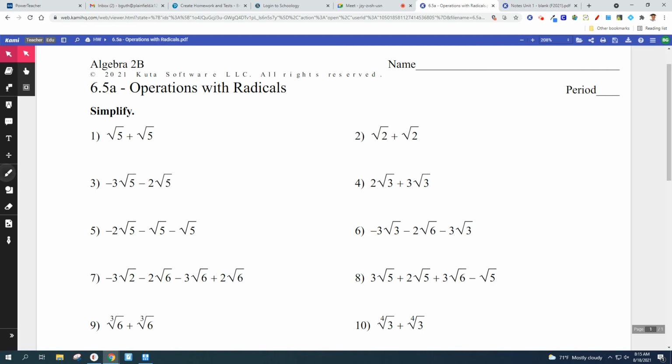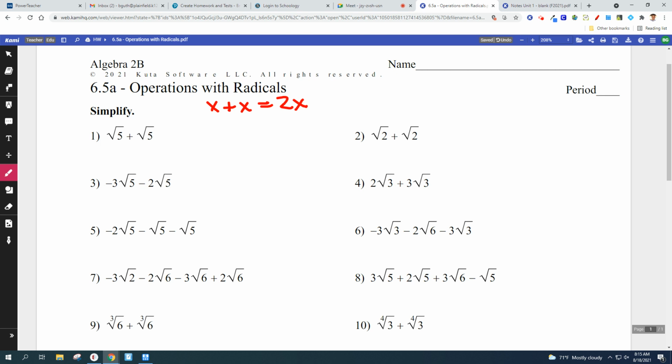6.5a, operations with radicals. They basically were just adding like terms. So if you look at problem number 1, square root of 5 plus square root of 5, do not say 5 plus 5 is 10. All right? It's kind of like saying x plus x. If you had x plus x, you would say that's 2x.